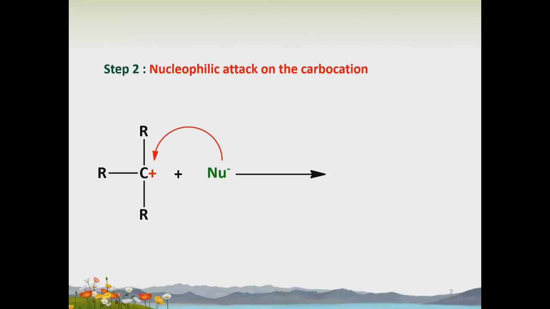So this is a fast reaction. The rate of reaction is fast because we want to form a new bond. So the product formed will have the nucleophile attached to the carbon. So this is nucleophilic substitution SN1.